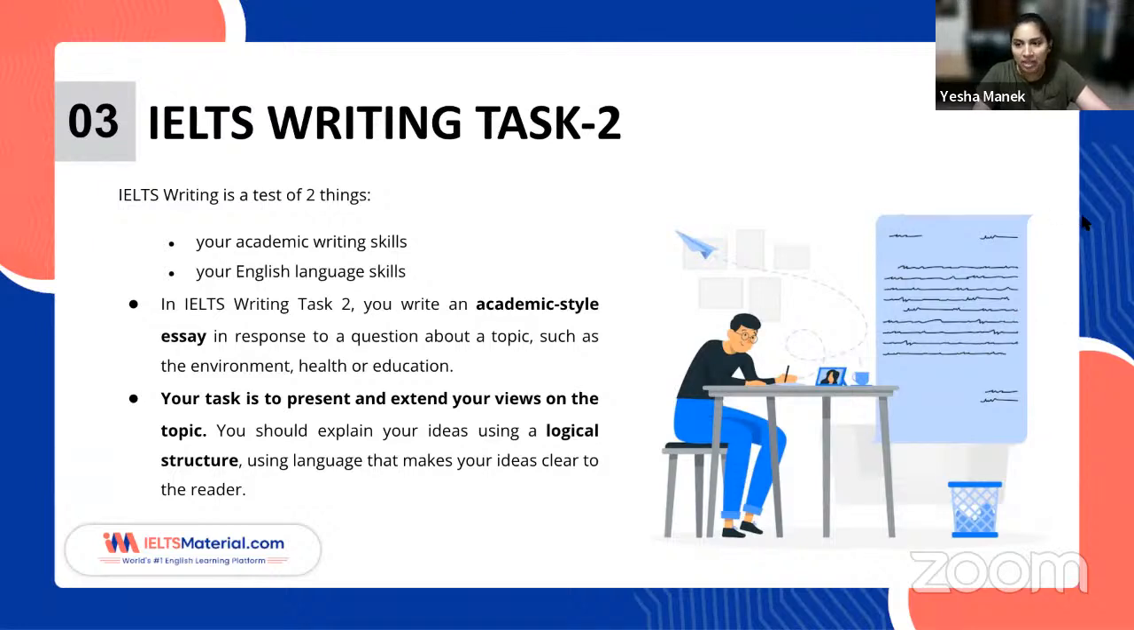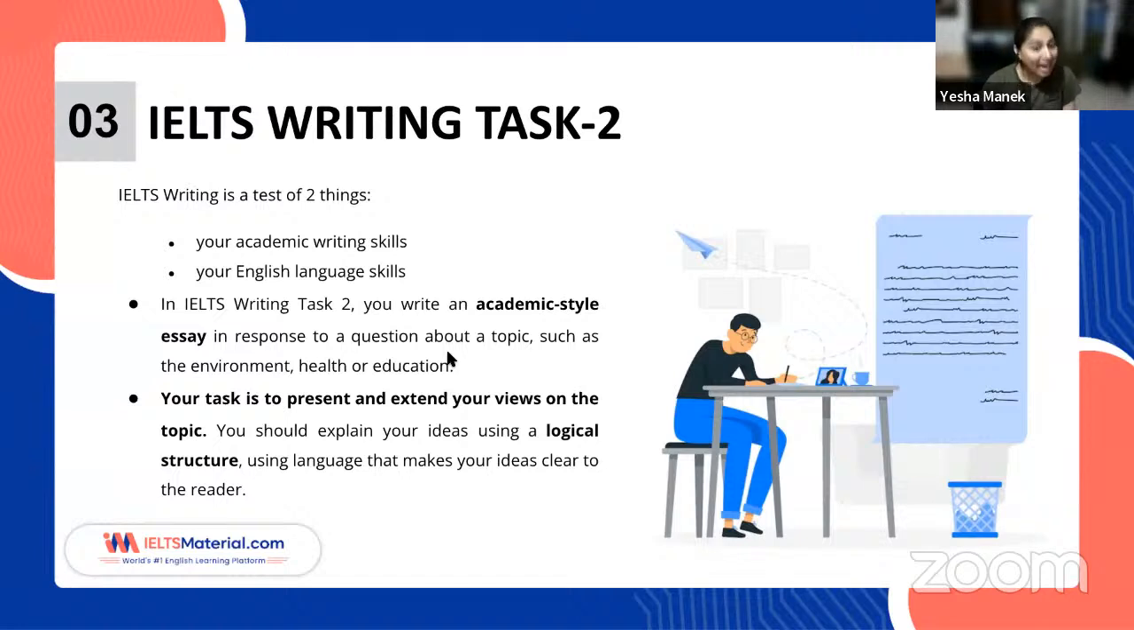Yes, you can, right? Dishank, you can definitely use idioms, and I'll definitely come to that, okay? So here, your academic writing skills and your English language skills. When I talk about academic writing skills, means I'm not a general writer. For example, if I'm a general writer, I would be using a lot of informal words. I would be using a lot of storytelling words or vocabulary.